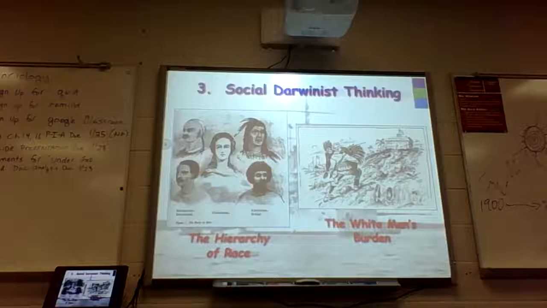Here's another one, another political cartoon at the time. This is a visual representation of what was called the white man's burden. This was, again, a belief at the time. Later on, Hitler would say the same thing. The superiority of the Aryan. It's the same thing the KKK says. The superiority of the white man. It's all the same basic argument.